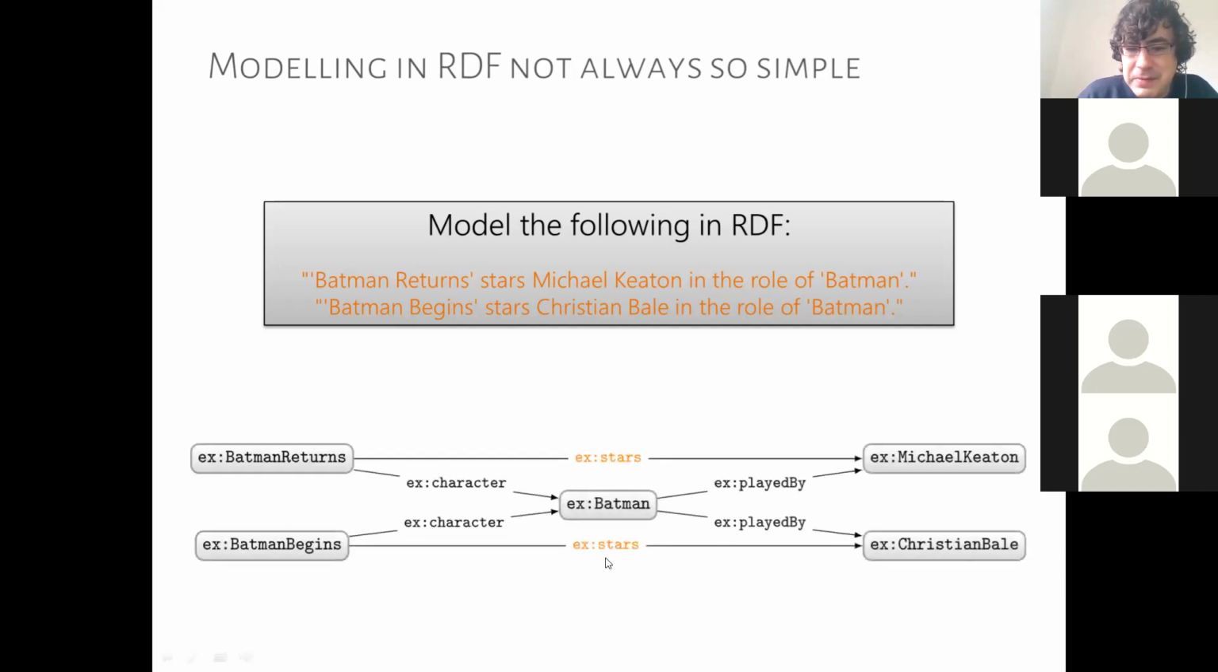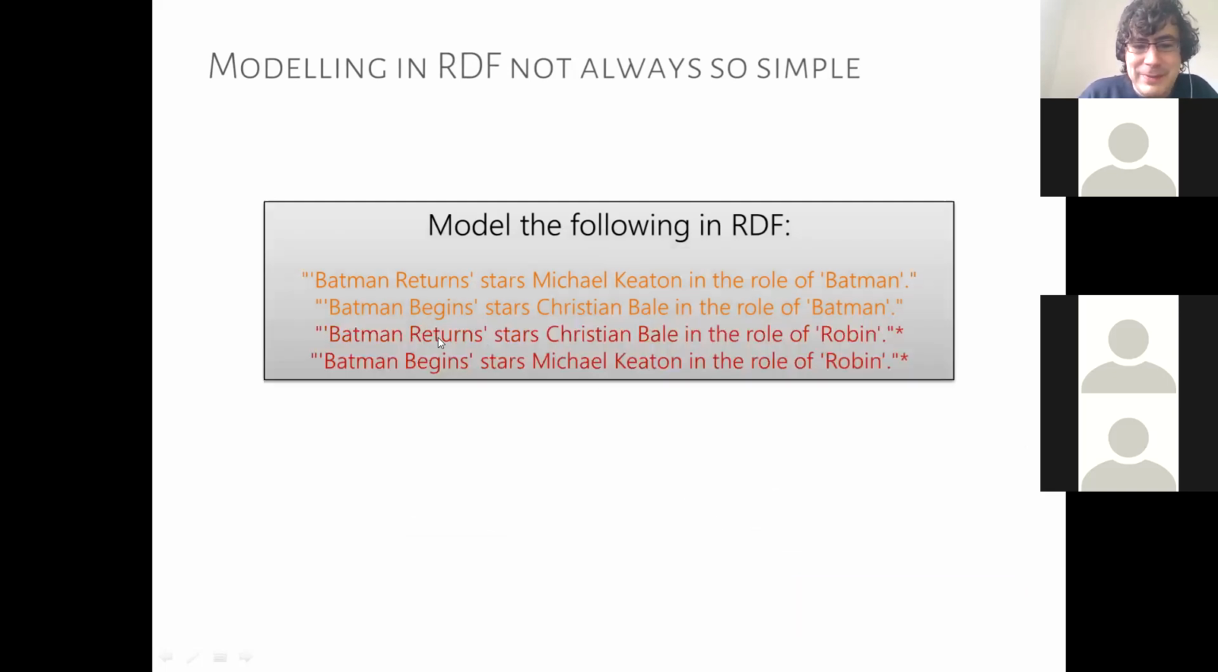Well, we could try something like this. We do the same thing as before, and now we add that Batman Returns stars Michael Keaton and Batman Begins stars Christian Bale. Therefore we could more or less assume that Christian Bale played Batman in Batman Begins and Michael Keaton played Batman in Batman Returns. But we can think of a more complex example where Batman Returns stars Christian Bale in the role of Robin, and Batman Begins stars Michael Keaton in the role of Robin. Now Michael Keaton and Christian Bale are in the same movies and play the same characters, but in reverse.